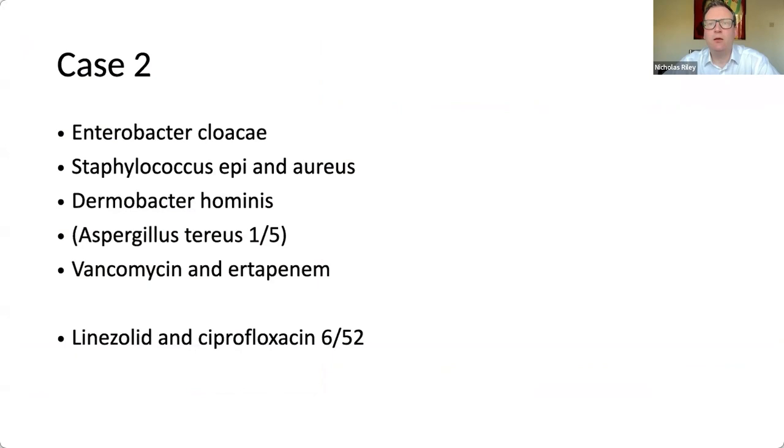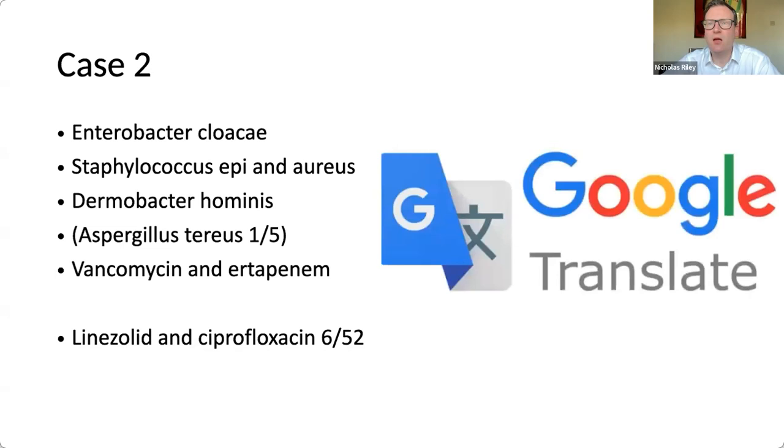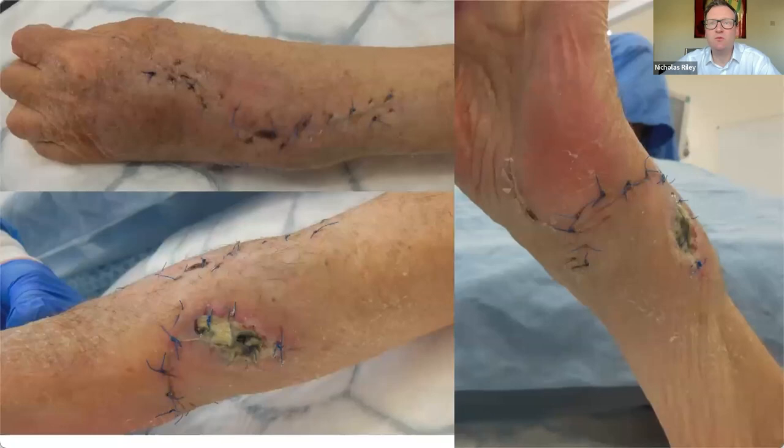So this is what she grew. The microbiologists suggested that she start with vancomycin and tapenin, but then due to issues of tolerance, they converted her to linezolid and ciprofloxacin and felt that a 6-week course was probably appropriate. I'll be honest, I don't really understand what all of these different bacteria are and what they do, and that's why we have microbiologists. So I saw her at 2 weeks, and whilst her dorsal wound had healed, the ulnar wound still wasn't looking very healthy.